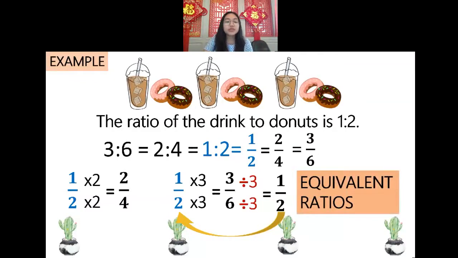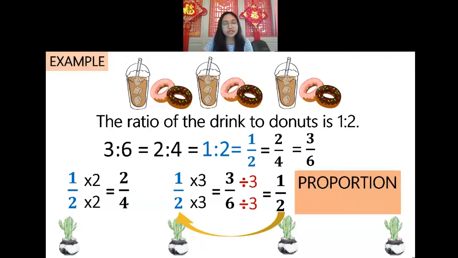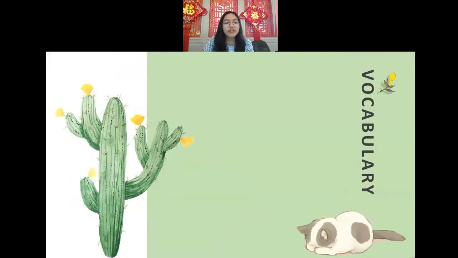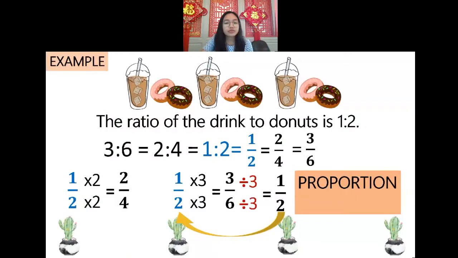Now for equivalent ratios, it also says that it is the same as proportion. Okay, so ratio and proportion, that is our lesson for today. Now for proportion, do you have any question about ratio before we proceed to proportion? No question? Okay, so let's proceed.